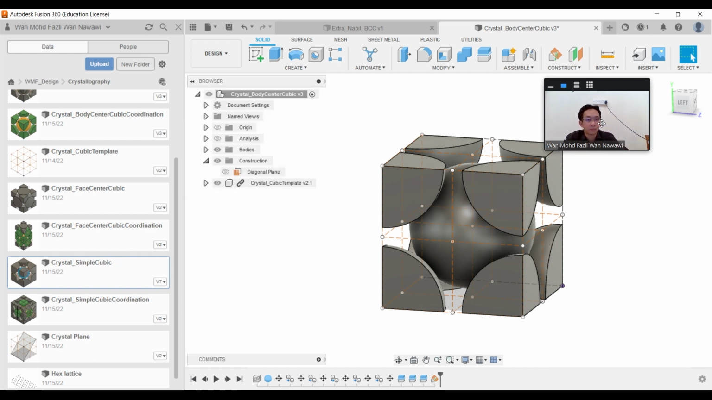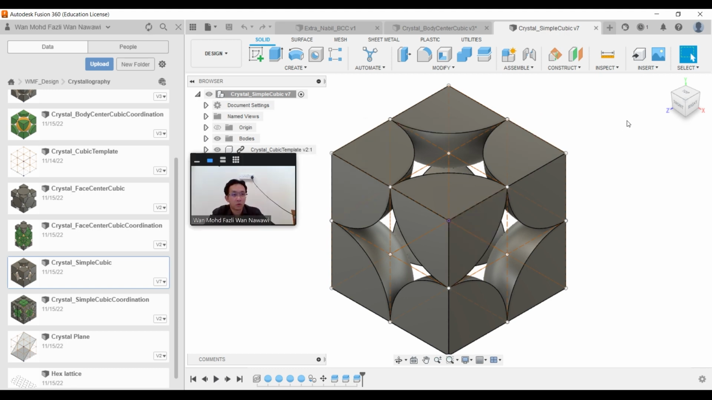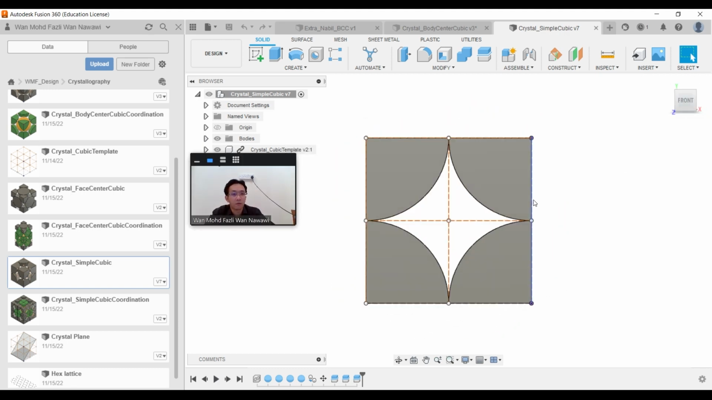Wait for it. Okay, so this is simple cubic. If you look at the front, you can see the length here. The length for the one side of the cube is equivalent to 2 radius, because this is the radius for atom 1, and this atom 2. So you can have A equivalent to 2R. That's easy.